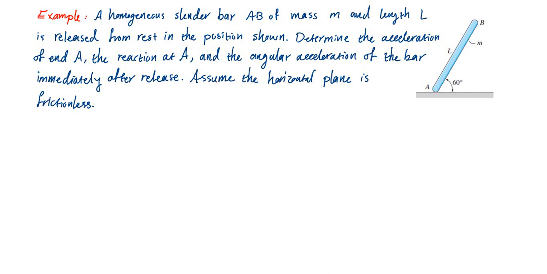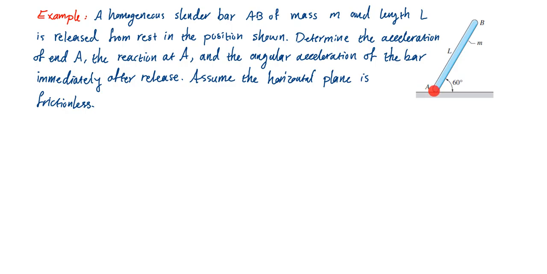Let's look at the first example. In this example, we have a slender bar represented by AB, and this bar has a mass of M, length L, and we are told that it's released from rest in the position shown. In this position, it's creating an angle of 60 degrees with the horizontal plane or the floor, and we are asked to determine the acceleration of end A.